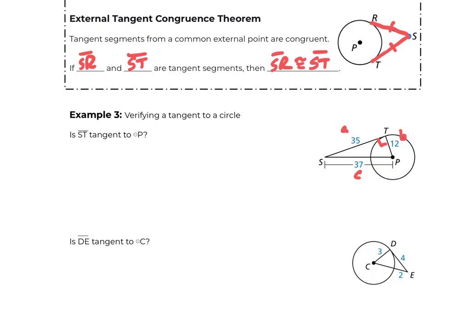Okay, so this is going to be 35 squared plus 12 squared equals 37 squared. Now we don't know if this is true right now, but if it is true, then we would say yes, it is tangent. If it's not true, then we would say no. So our answer here is going to be a simple yes or no. So let's do 35 squared plus 12 squared. What's that add up to be?